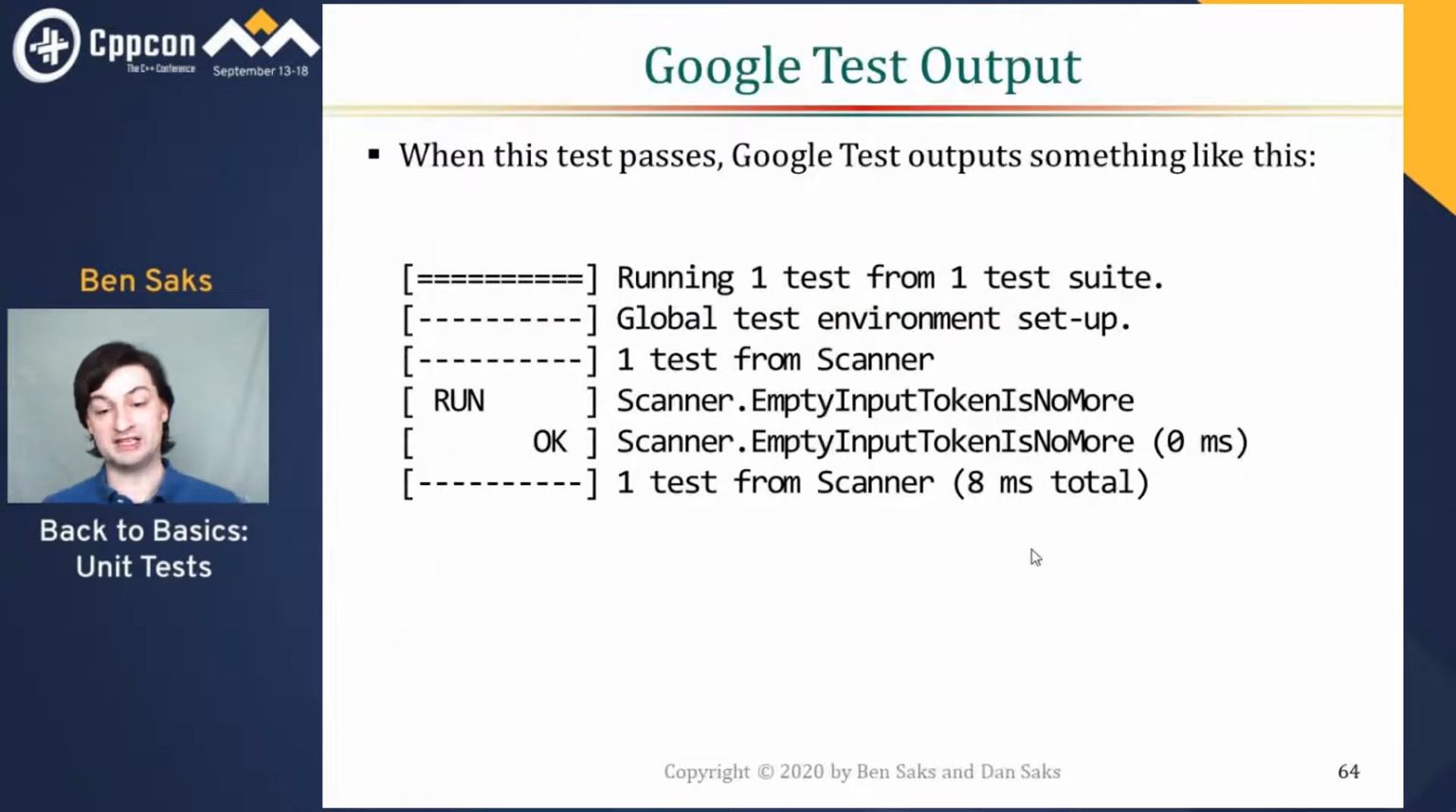So when you run the test, if it passes, the output's going to look something like this. Right now we only have one test suite with one test in it. So it will talk about it's running a single test from the Scanner suite. That test is Scanner.EmptyTokenIsNoMore. And it ran and it passed.